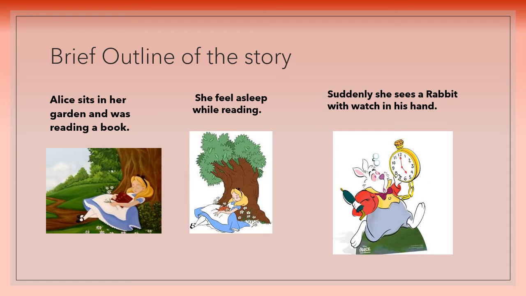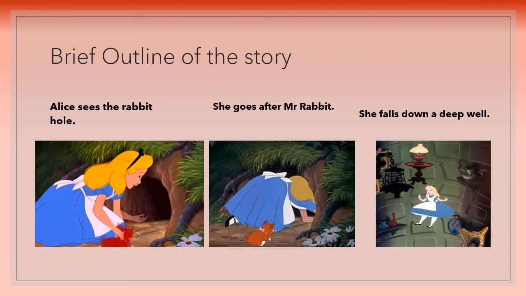Before beginning of this reading of the unit, I will give a brief outline of the story. So what happens? Alice sits in her garden and she was reading a book. All of a sudden, she falls asleep while reading. Suddenly, she sees a rabbit with a watch in his hand. Alice sees the rabbit hole. The rabbit goes in the rabbit hole, and she follows Mr. Rabbit. Can you see? She's following Mr. Rabbit in the rabbit hole.